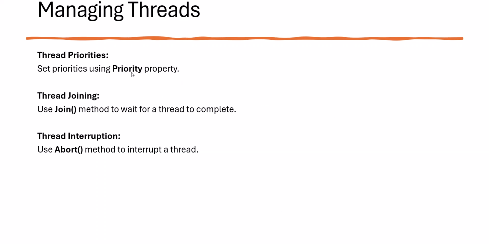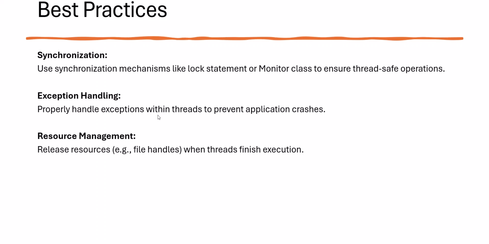So next is managing the threads. How can we manage the threads? There are different ways. One is setting the priority of the thread. We have the Priority property to set the priority for this thread. Another is joining the thread. Use the Join method to wait for a thread to complete, which we already used in our example. Then thread interruption. Use the Abort method to interrupt the thread. So these are the ways to manage the threads.